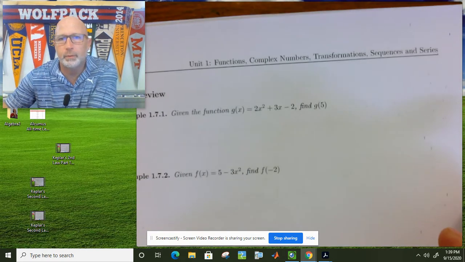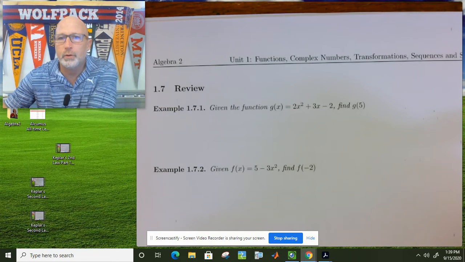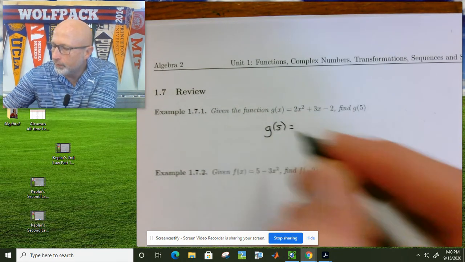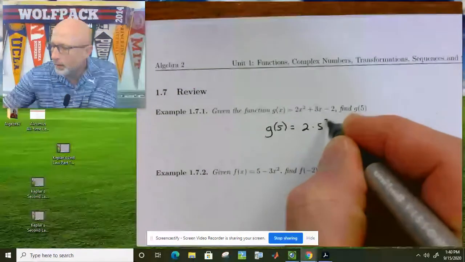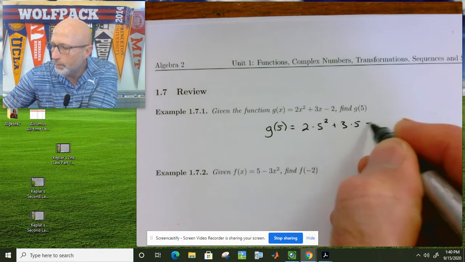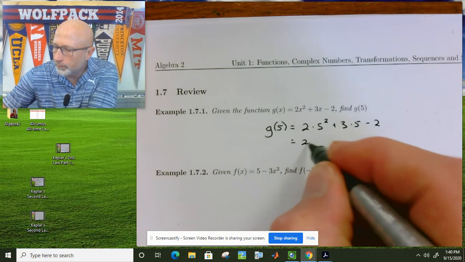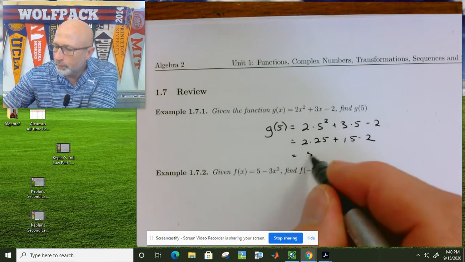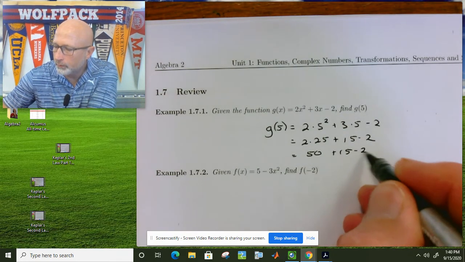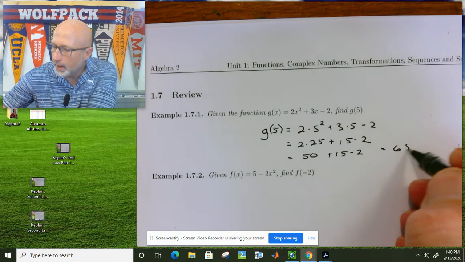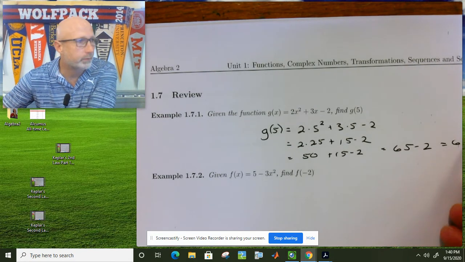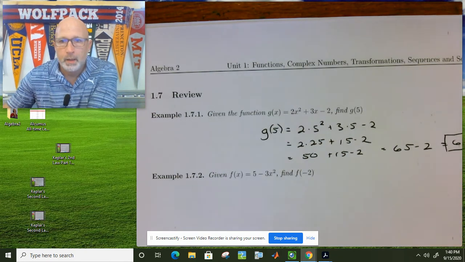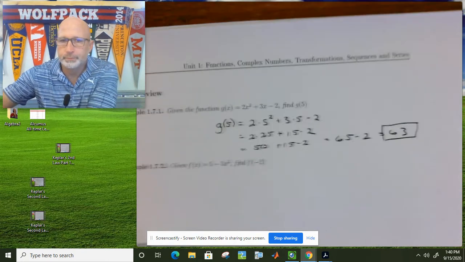Given the function g of x is equal to 2x squared plus 3x minus 2, find g of 5. That means just plug it in. So g of 5 is going to be equal to 2 times 5 squared plus 3 times 5 minus 2. So this is 2 times 25 plus 15 minus 2. This is equal to 50 plus 15 minus 2, which gives you 65 minus 2, which gives you 63. Okay, so g of 5 is equal to 63.